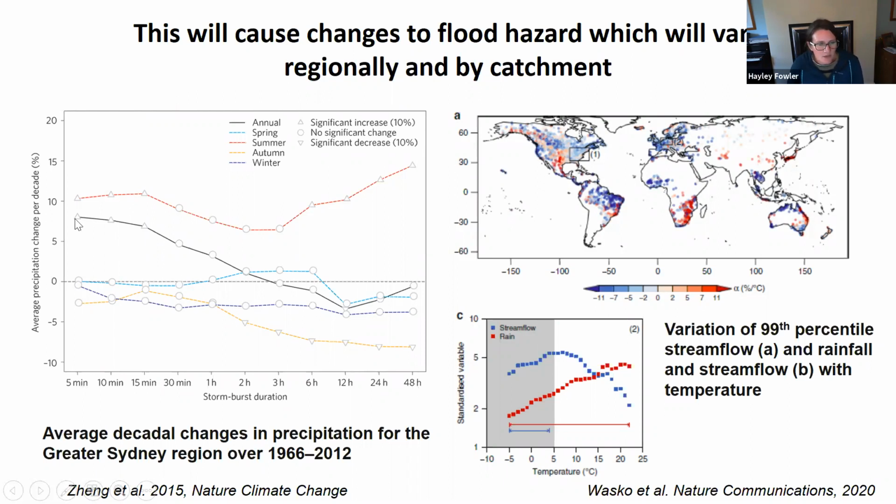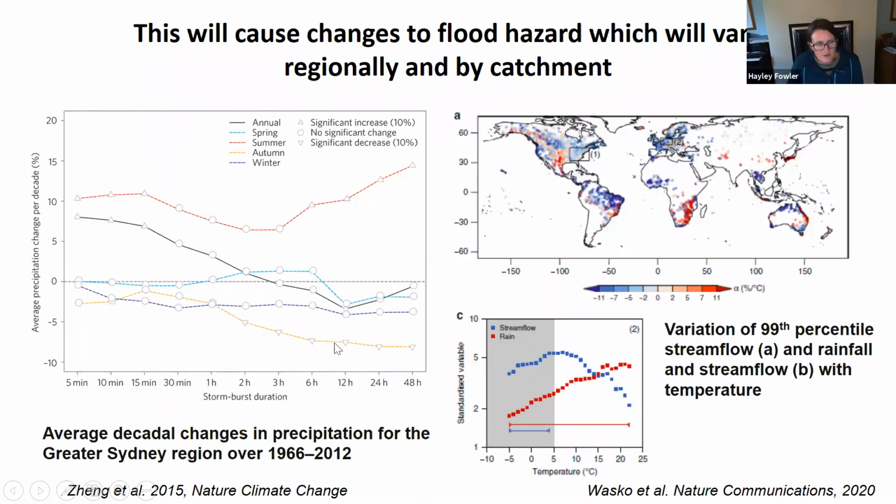And when you think about our current flood estimation methods, we base them on the annual maxima. When you look at those, you can see that the 5-minute annual maxima are increasing, but once you get to about 3 hours, they're decreasing. There's a significant decrease in these annual maxima. But if you look at individual seasons, in some seasons you're seeing increases across the whole of this storm burst duration range, in summer for example, whereas in other seasons, in winter, you're seeing decreases across the whole of this storm burst duration range.